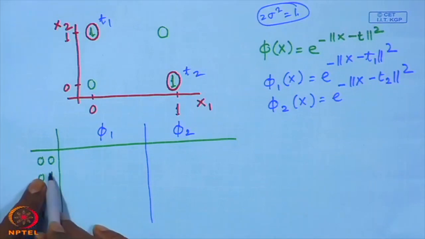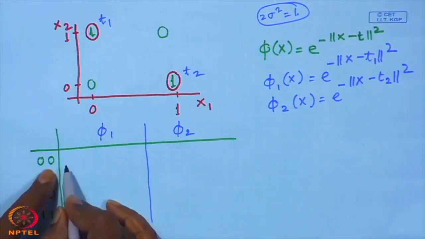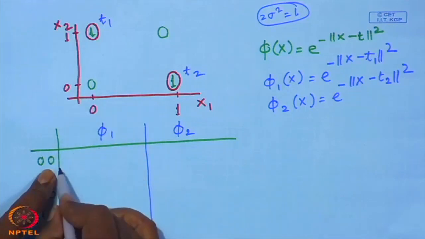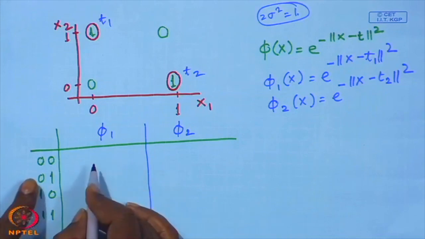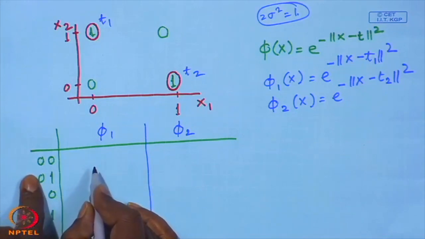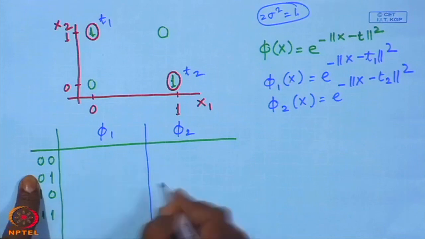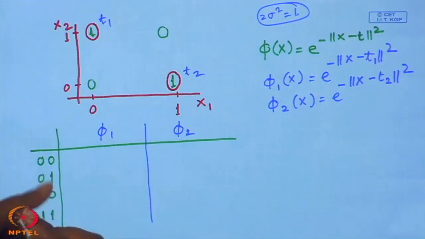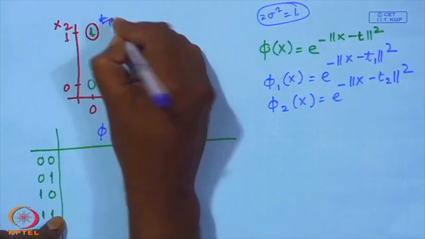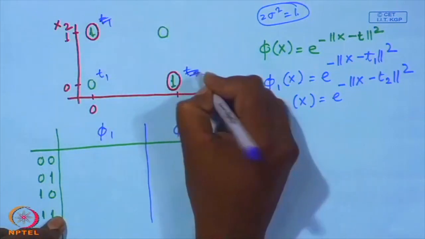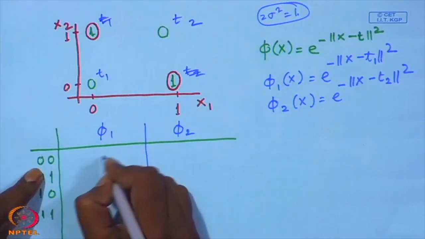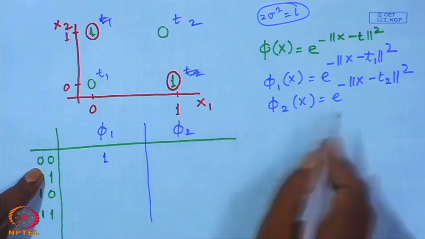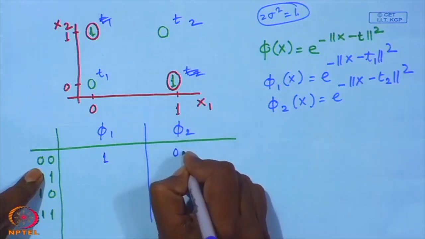So, you find that when it is 0 0, what will be my phi 1 of 0 0? Sorry, let me use the receptors as this. Let this be T 1 and let this be T 2. So, phi 1 of 0 0 will be equal to 1, and if you compute this term, phi 2 of 0 0 will be 0.1.